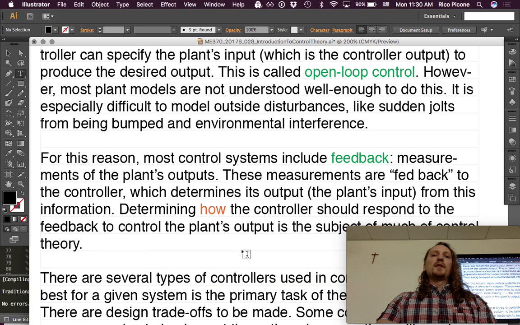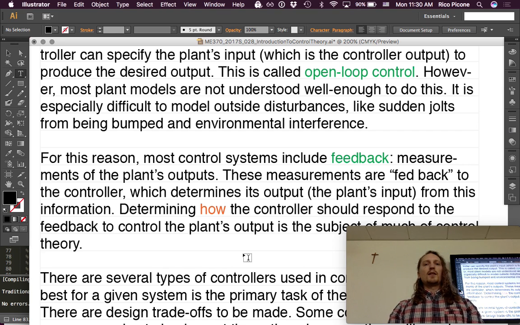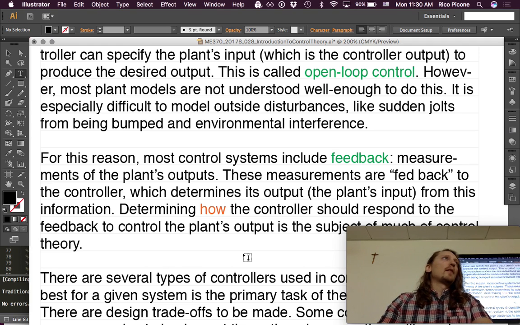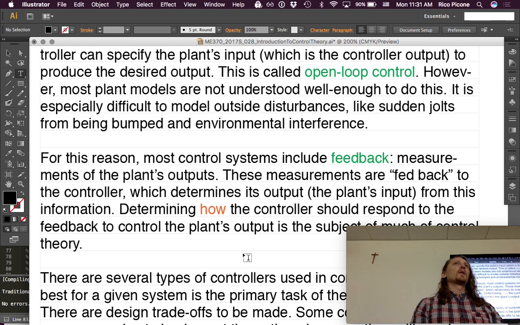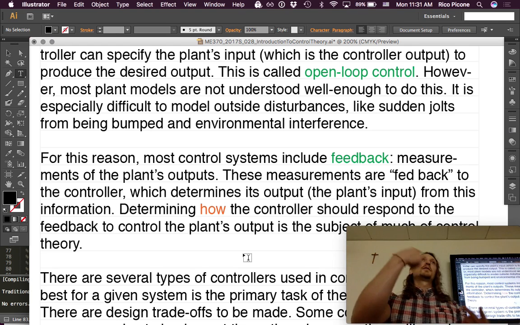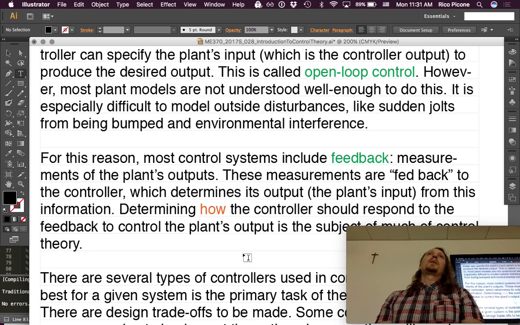So for this reason, most control systems include feedback. Okay, so measurements of the plant's outputs are called feedback. These measurements are fed back to the controller, which determines its output, which is the plant's input, from this information. So we say, okay, I want the temperature in this chamber to be 70 Fahrenheit. Right now, it's 66. Therefore, my controller now needs to make a decision about what kind of input I want to put in. It's going to make that decision based on your controller design. So deciding what the controller is going to do when it finds out what the actual temperature is, given what you want it to be. Then the controller design is all about what do you do when you know what the error is, okay?